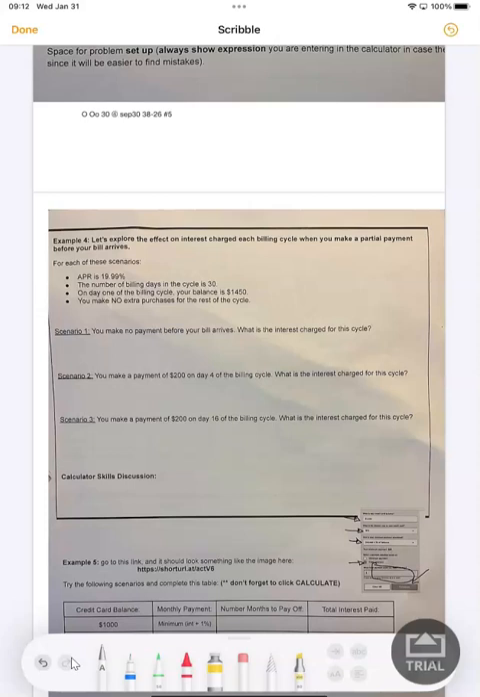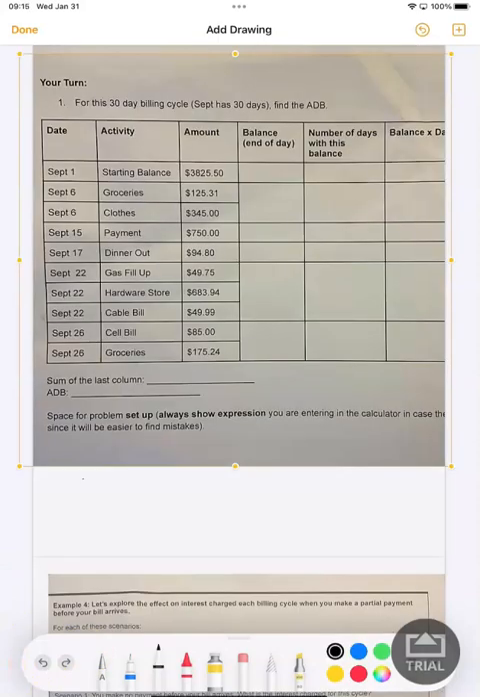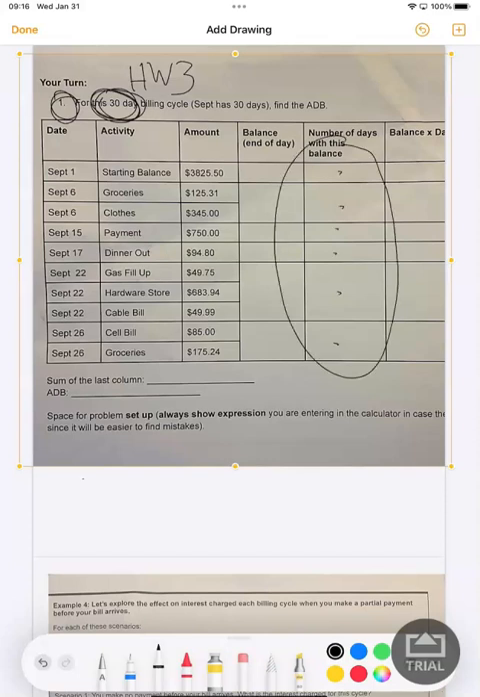Here's the promised video to discuss example 4 on homework 3, since we ran out of time in class. Before I do that, though, on the same homework, so it's homework 3, and if you go to the your turn, I think it's the last page or whatnot, you might have issues with getting the answer because you have to remember and make sure, that's your check, that you're going to have 30 days here. So when you sum up these numbers, that better add up to 30.